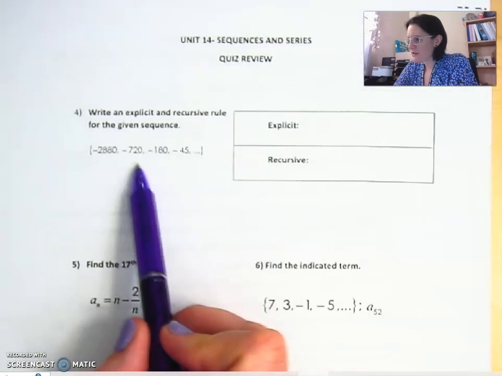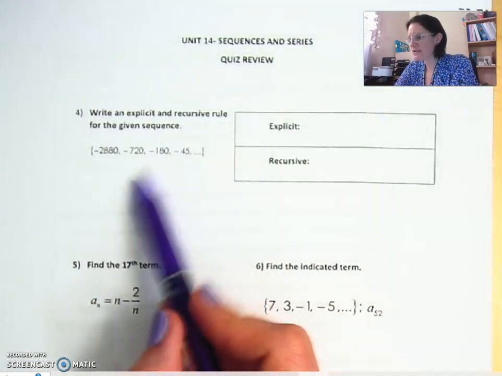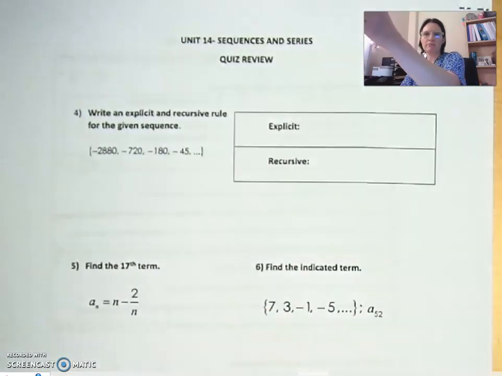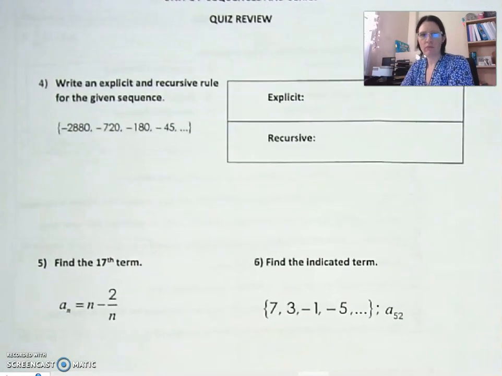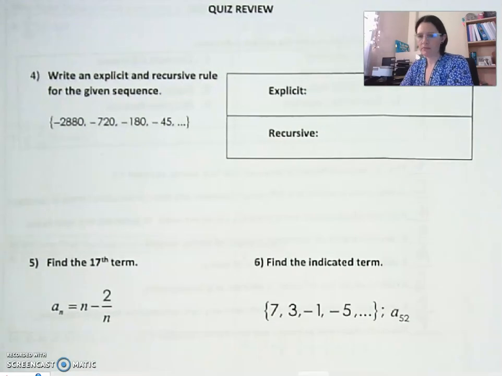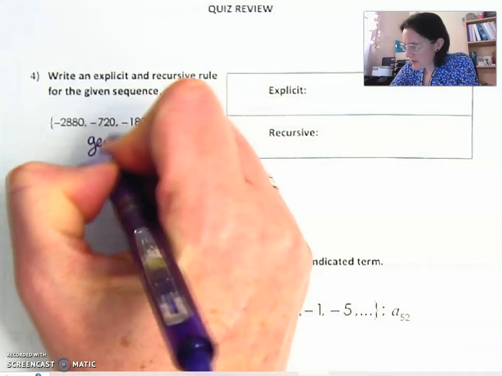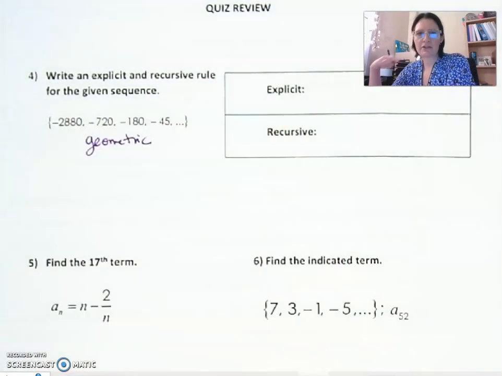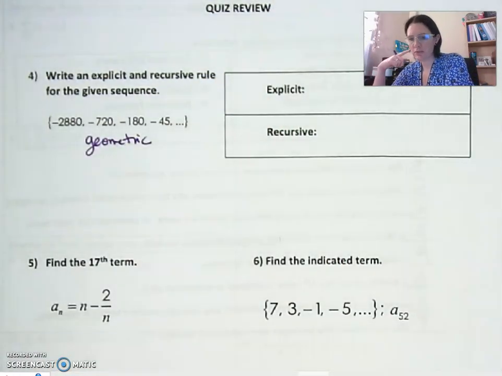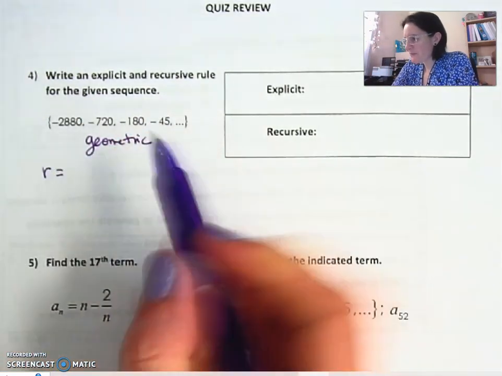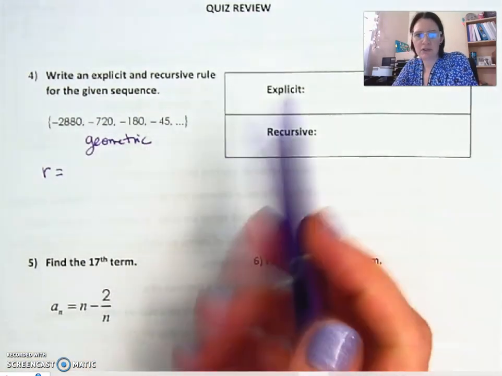So on the back we have this sequence. Pause your video for a moment and just decide if it's arithmetic or geometric. Okay, hopefully you figured out that it's geometric. That's where we multiply or divide by the same thing over and over. So it's going to have a common ratio, R. To figure out what that is, you take any term and divide it by the previous term.